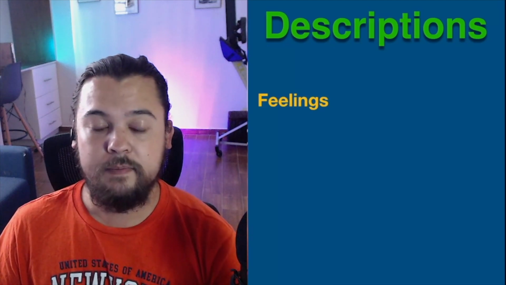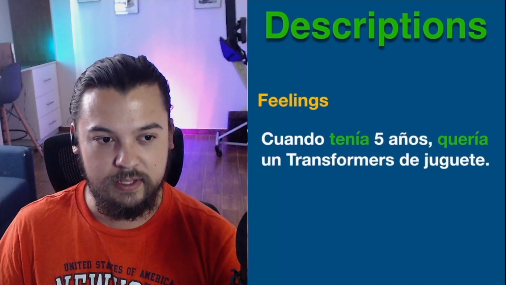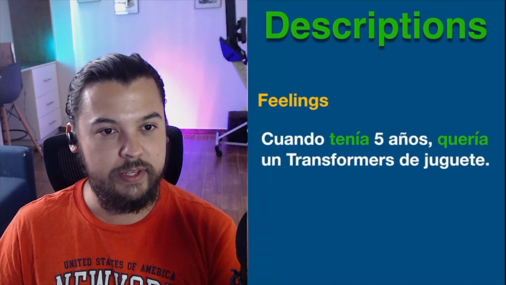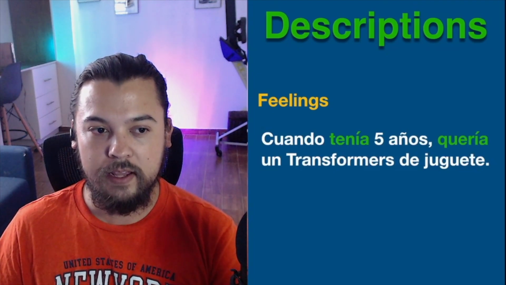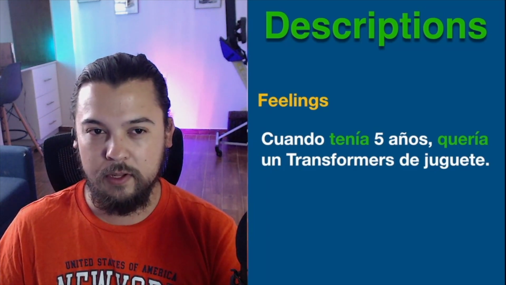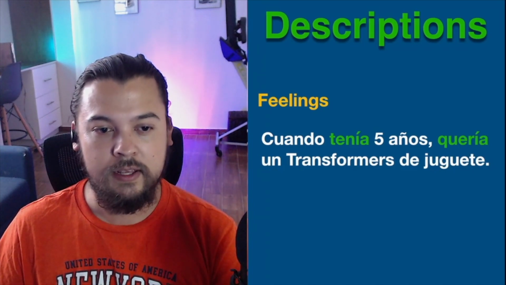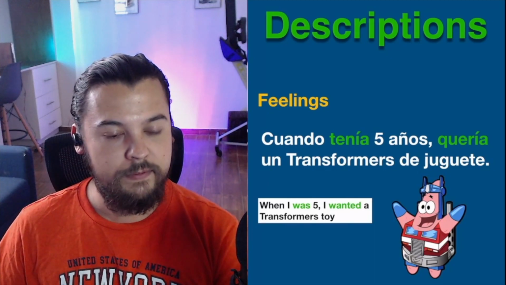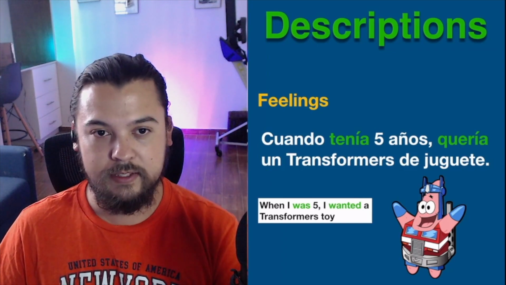Finally, you have feelings. When you talk about your feelings in past, you have to use imperfect. Cuando tenía 5 años, once again, the age from tenía, quería un Transformers de juguete. And that's my feeling. The verb querer or the verb sentir, most commonly used in the feelings in past, are the ones that have to be in imperfect. Quería un Transformers de juguete. When I was 5, I wanted a Transformers toy. So that was your feelings.